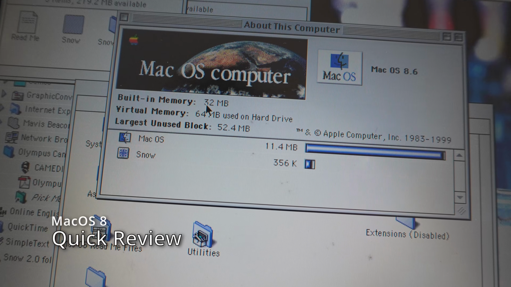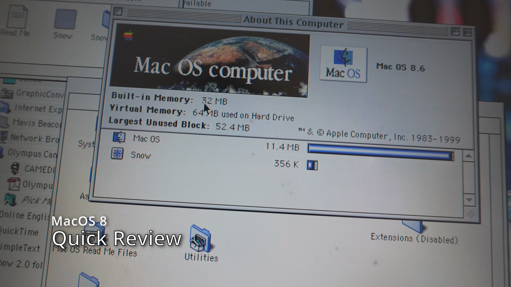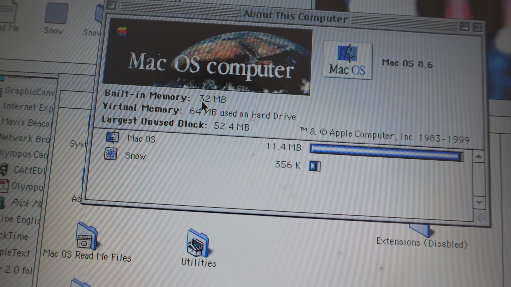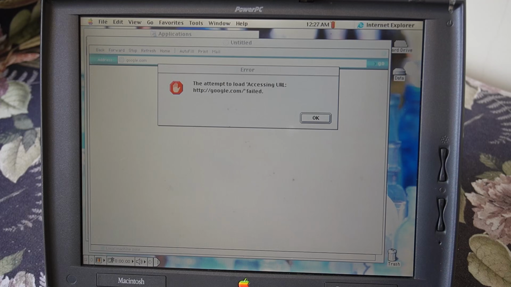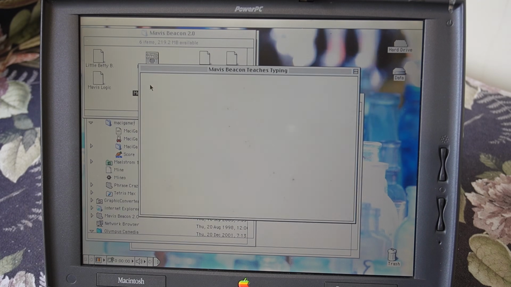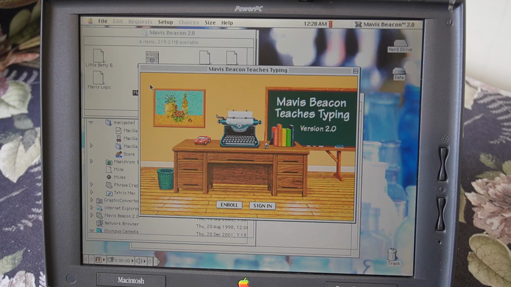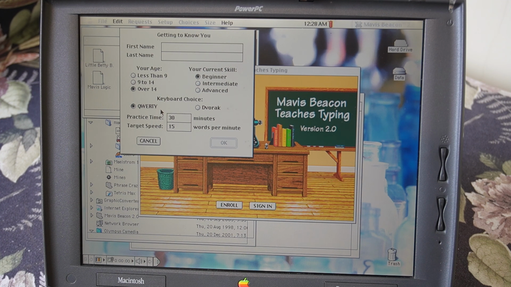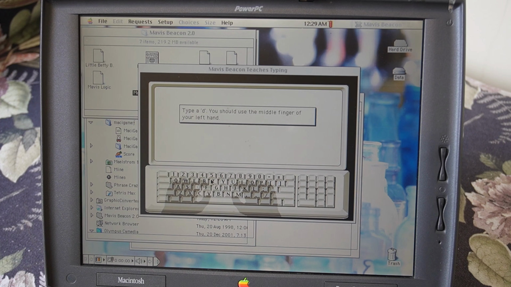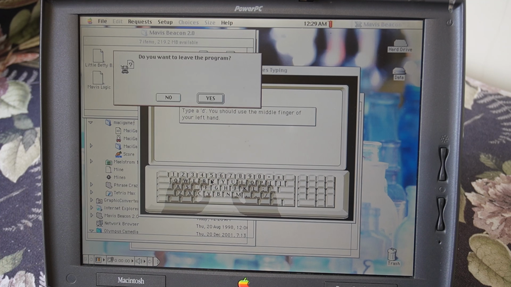Now, the good. 8.6 introduced the platinum theme, so finally Macs looked kinda sleek instead of looking like something you'd find at a dentist's office. It also had multi-threading. Well, kinda. macOS 8 introduced things that allowed you to do two things at once in a properly kind of cooperative way. That meant that in actual reality, things could now crash separately instead of the whole system taking a nosedive.